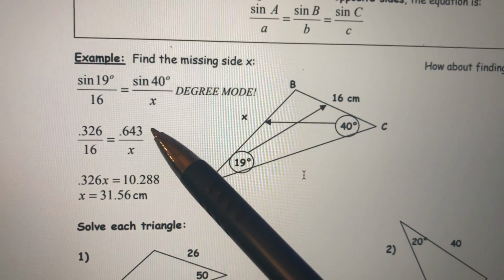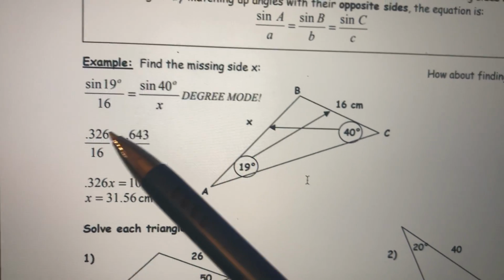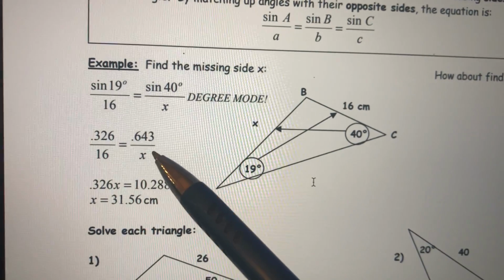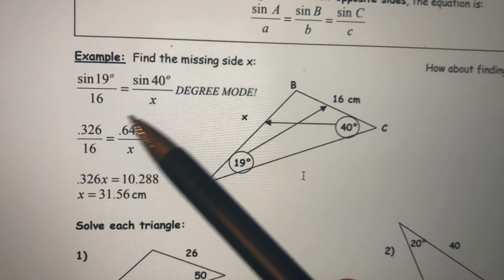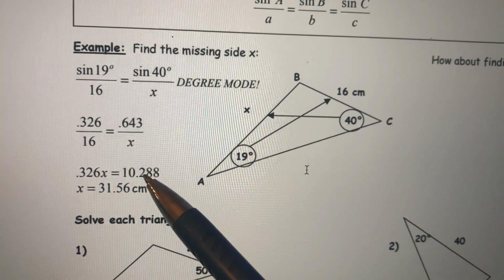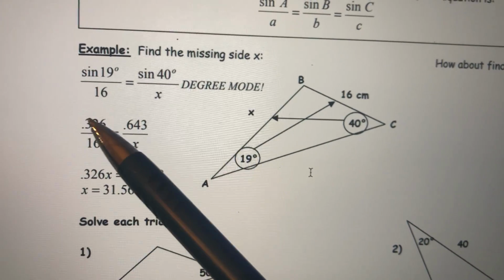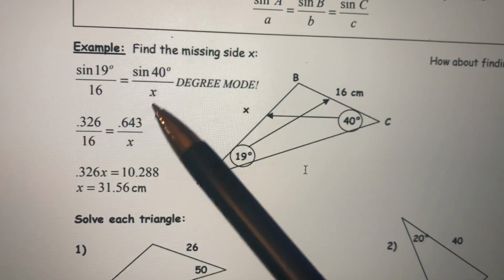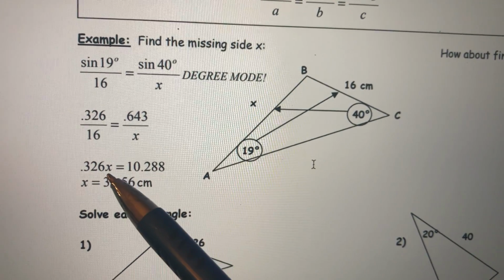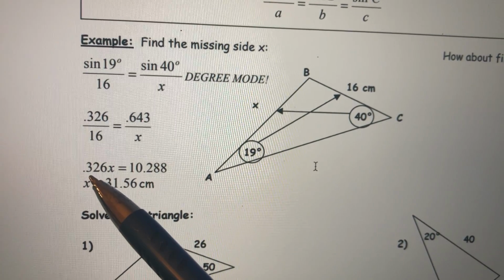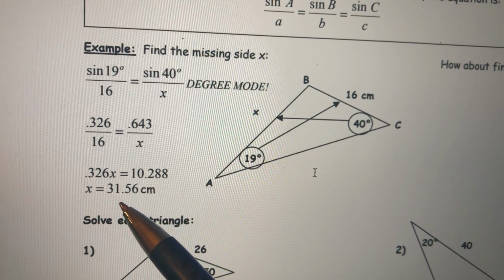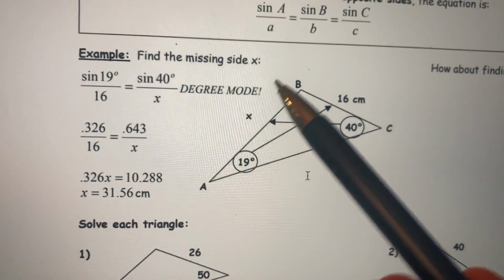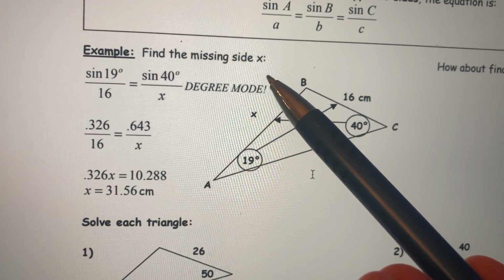And then remember cross multiplying. So 0.326x equals 10.288, which is 16 times 0.643. That's where they get this from. I'm cross multiplying, so I have this times x equals this times this. And then to solve for x, I divide both sides by 0.326, and that's how you get x is 31.56 centimeters. So that would be the length of this leg here.